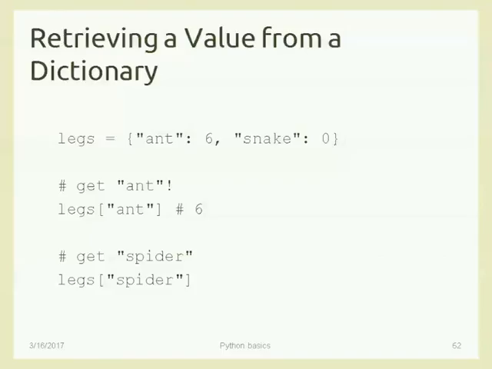So we saw how to delete, how to add. Let's see how to get a value from a dictionary. So again, we have our dictionary of legs of animals. I want to get the number of legs of the ant. So I can do this in this way. The name of the dictionary, brackets, ant, that is the key. And if I print this, it will give me 6.